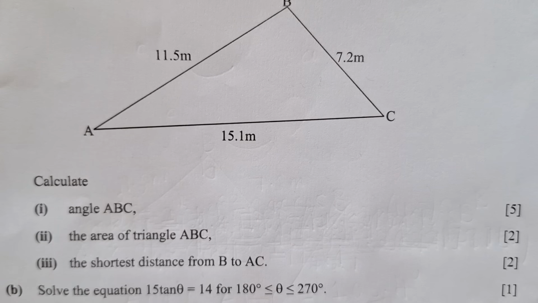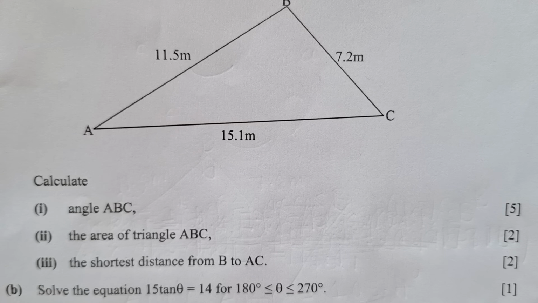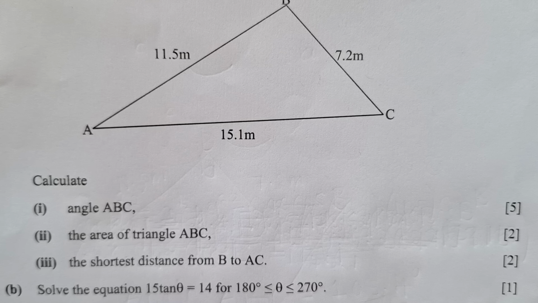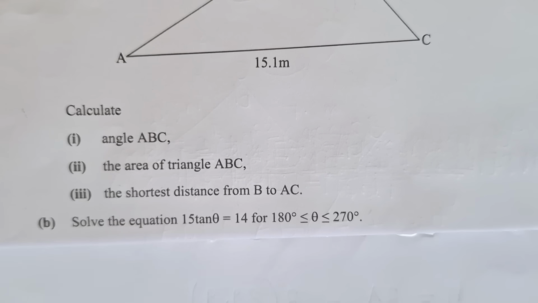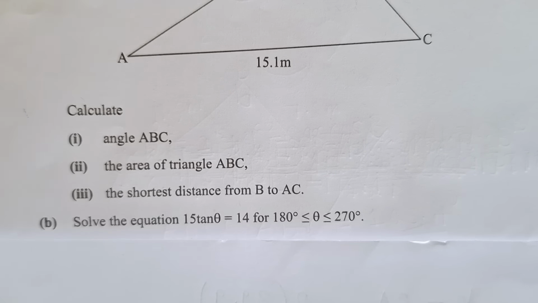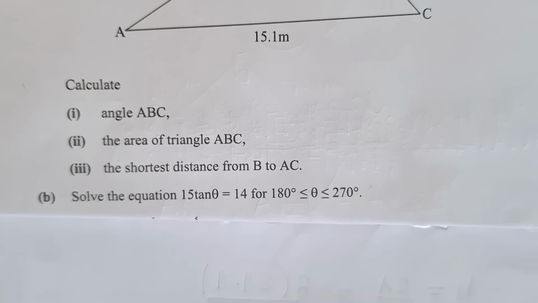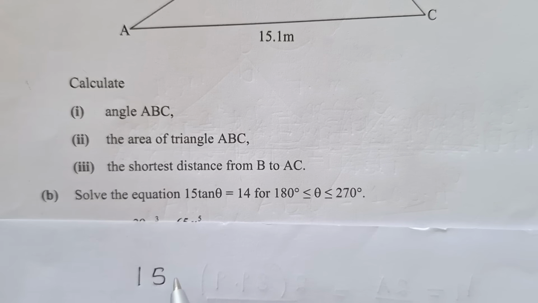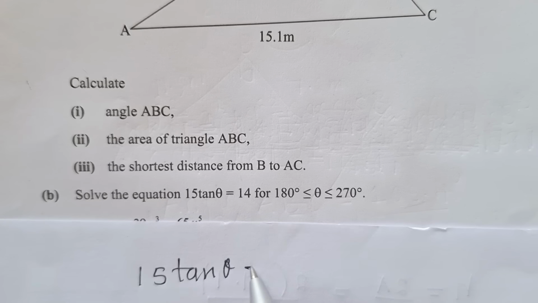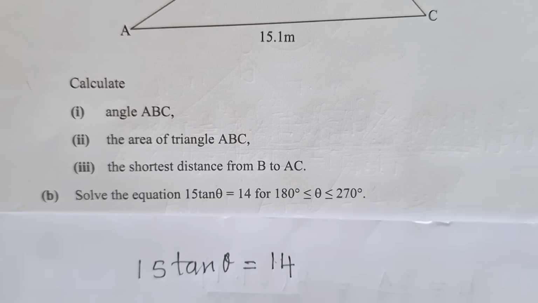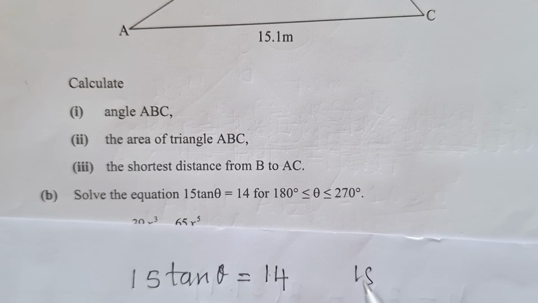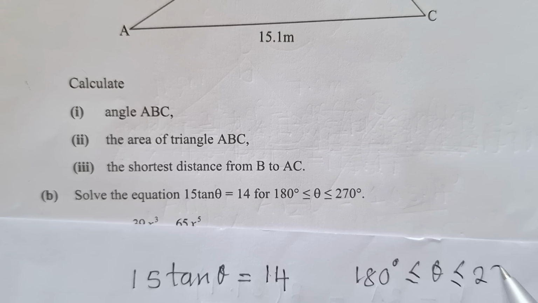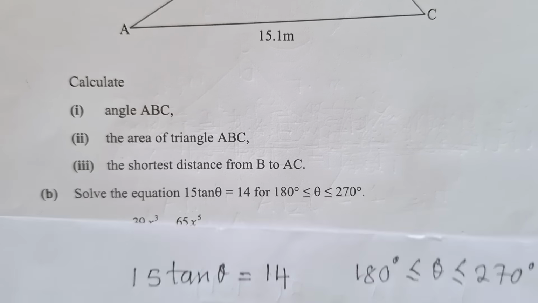So we now go to question B. So for question B, they are saying solve the equation. So we need to solve this equation. They've just given us a trigonometry equation. So we've got 15 tan theta is equal to 14. So for this one, they've even given us a range. So you have to be very careful of the range they've given you. So this is the range they've given us.